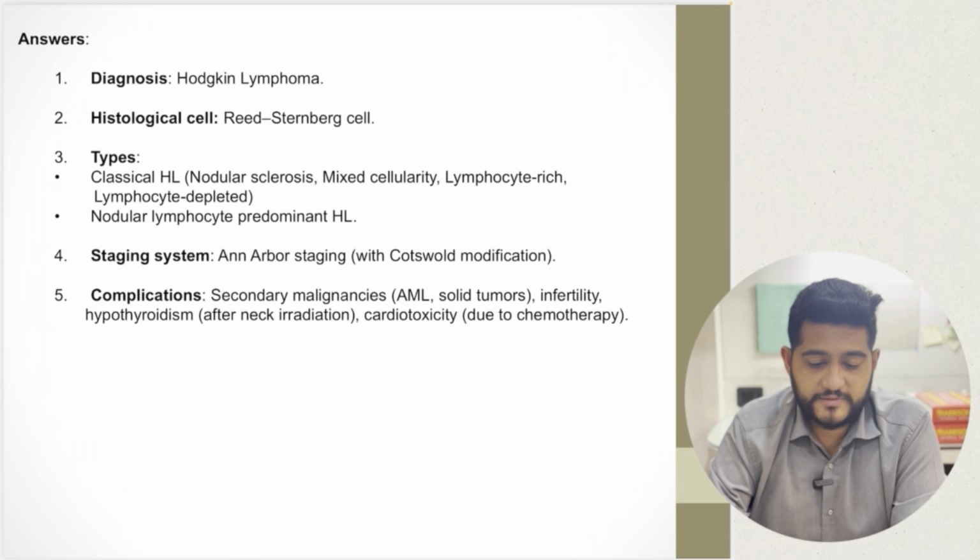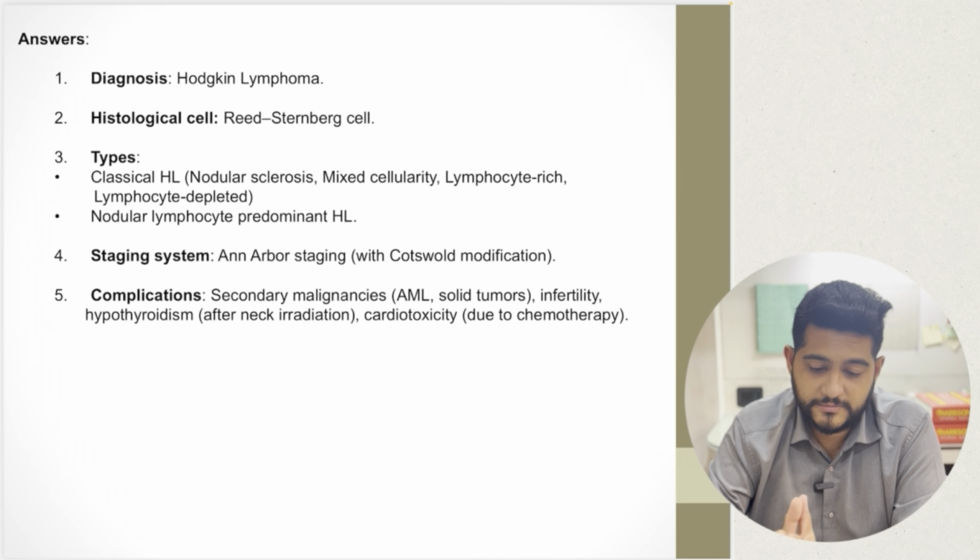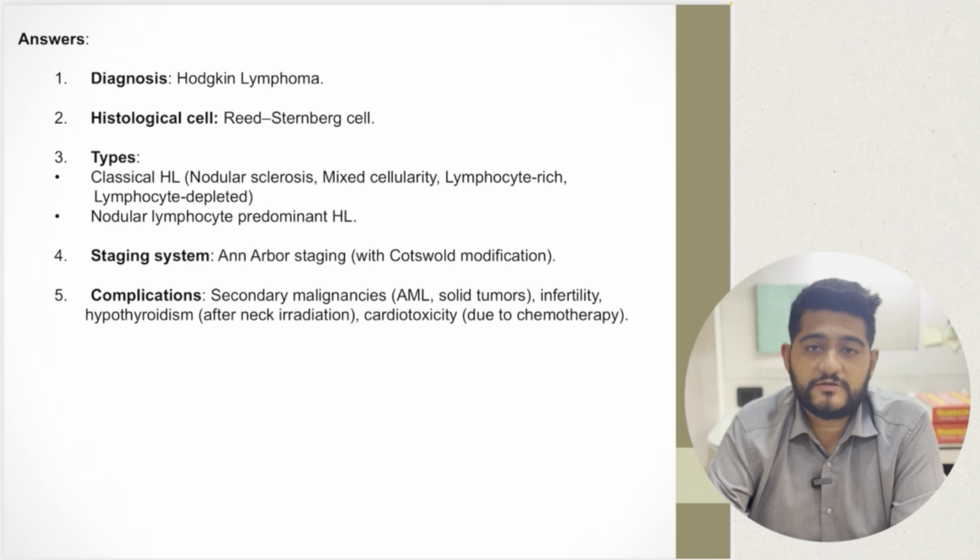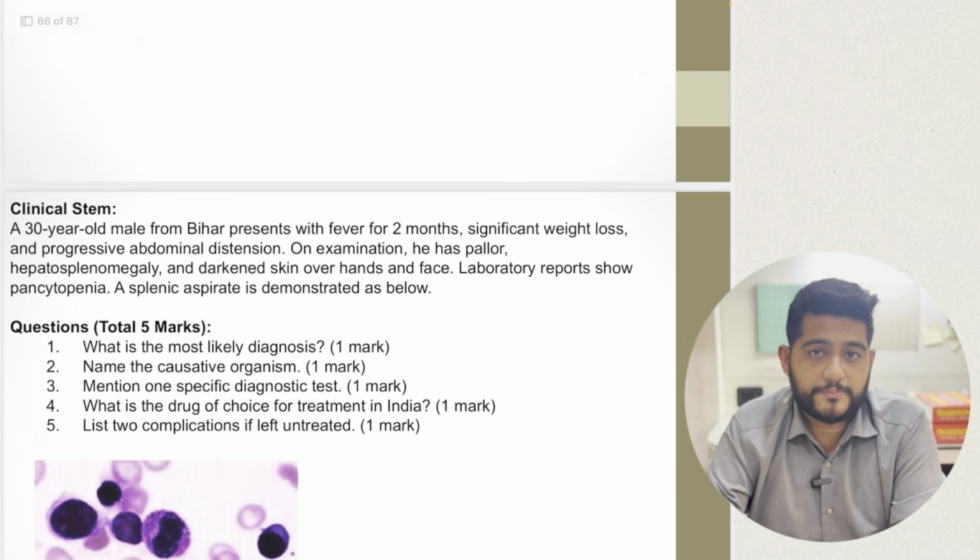Then the staging, the most common is the Ann Arbor staging. And the complications, of course, there are secondary malignancies, infertility, there can be hypothyroidism and cardiotoxicity due to chemotherapy. So this is one of the common hematological oncology topics which you can't miss.